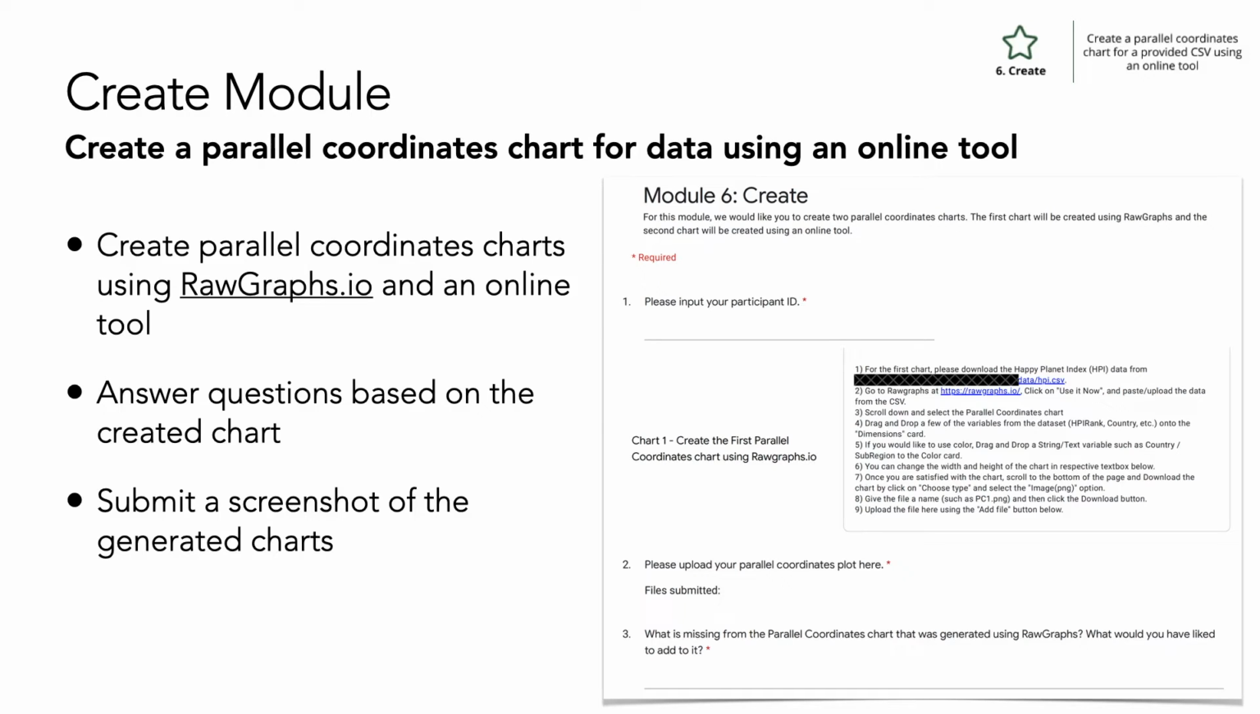The goal of this module is to provide students with an opportunity to synthesize all their knowledge and create a parallel coordinates chart. Students were given 2 datasets in CSV format and were asked to create a parallel coordinates chart using online tools. They also answered a few questions about the data based on the charts they produced. Students were asked to take a screenshot of their chart and submit it.